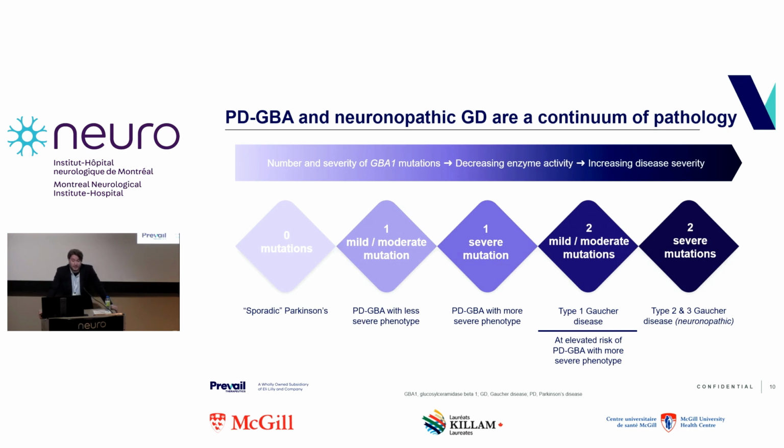GBA is the one example, but it's part of a spectrum, including neuronopathic Gaucher, and they are part of this continuum. I will not go into mild, moderate, and severe mutations. I will just say that the numbers and the type can then lead to changed enzymatic activity, and that ultimately might increase disease severity. Again, on the spectrum, we have PD-GBA patients, we have type 2 Gaucher patients, which may develop Parkinson's, as well as neuronopathic type 2 and 3 Gaucher disease.